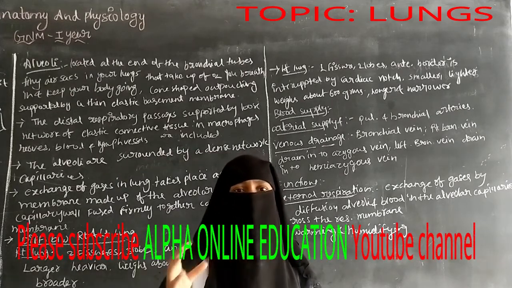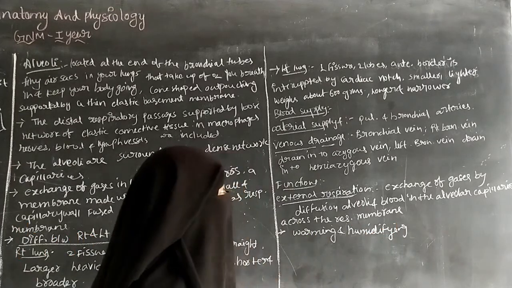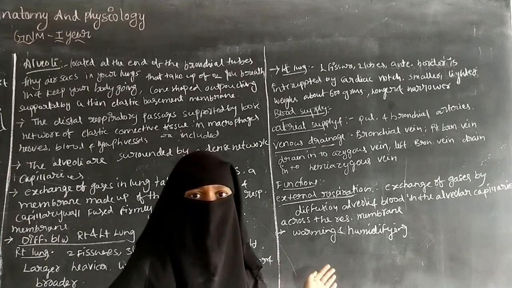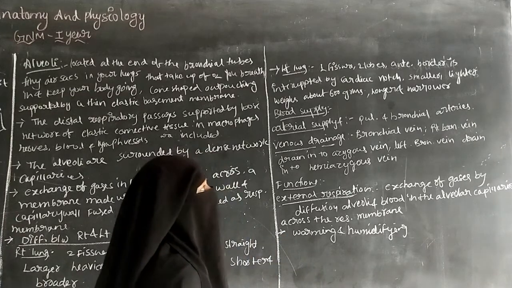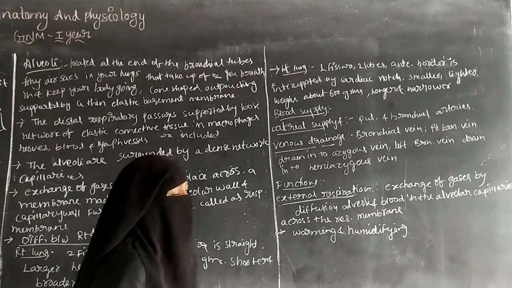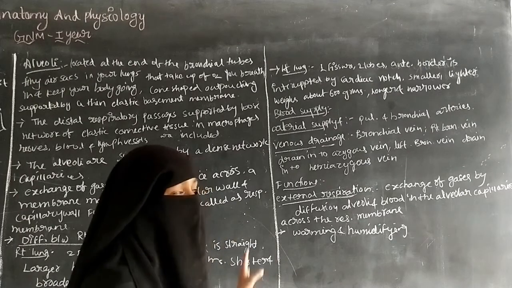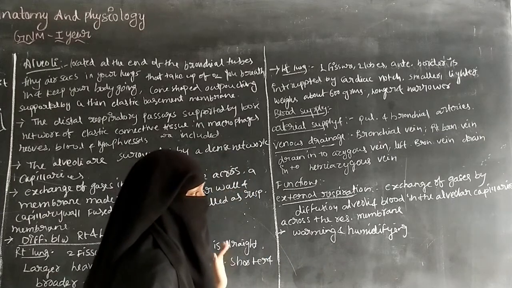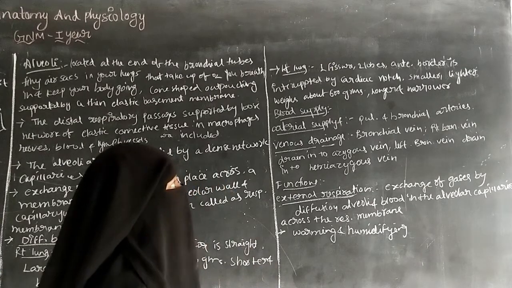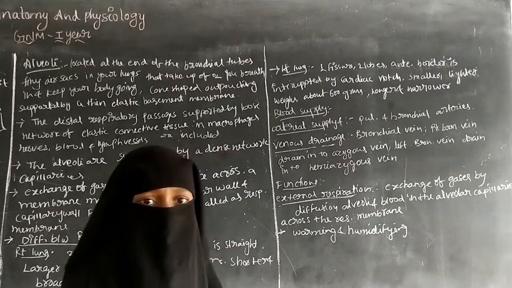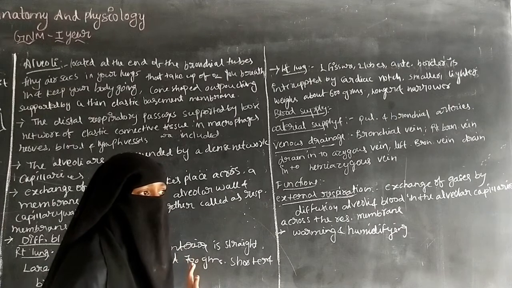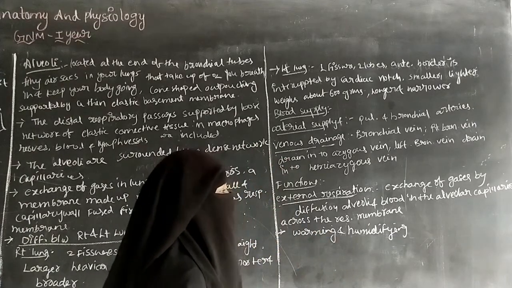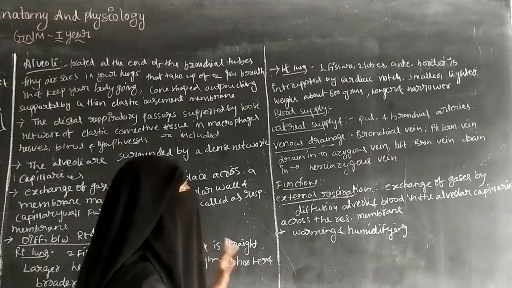Between the lungs the heart is situated. Because of the heart, the anterior part of the left lung is interrupted by the cardiac notch. The left lung is smaller and lighter, weighing about 600 grams compared to 700 grams for the right lung, and it is longer and narrower than the right lung. This is the difference between the left lung and the right lung.